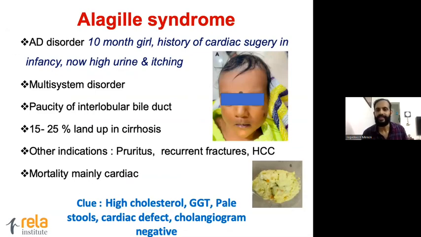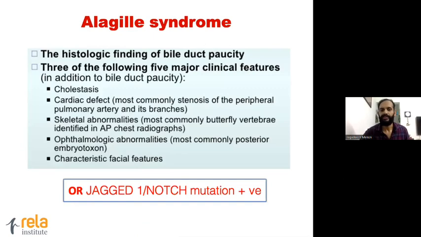So this is the classical presentation of Alagille syndrome. The clinical clues are that they can have a triangular facies as age advances, then the forehead becomes more broad and the triangular shape slightly starts getting less. They have high cholesterol in the blood. The gamma GT will be high, with pale stools, and it is in fact one of the differentials of biliary atresia.